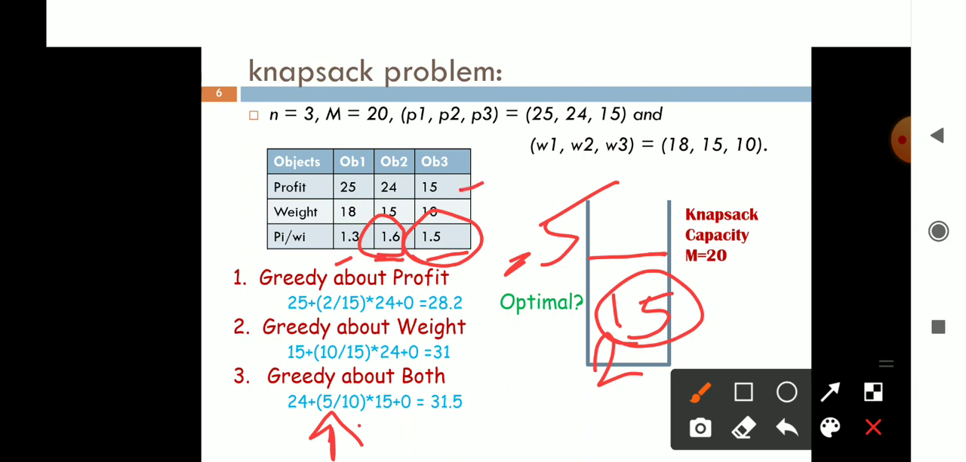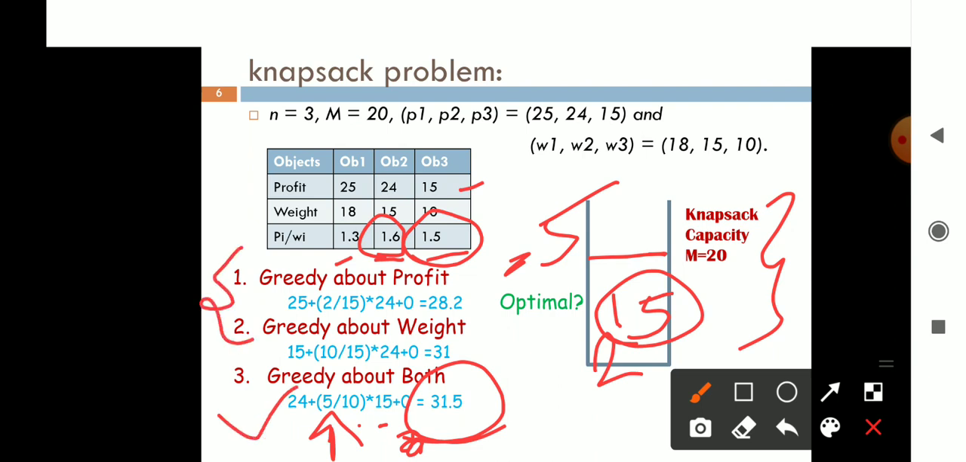And that is having the profit of 15. So the third item is again 0 here because we don't have any capacity in the bag. We can't put any other object in the bag because our bag is now full. Knapsack is full here. And when we calculate all these, we are getting the profit of 31.5. That is more than these two. So here we can say that this is our optimal solution. These two are only examples.